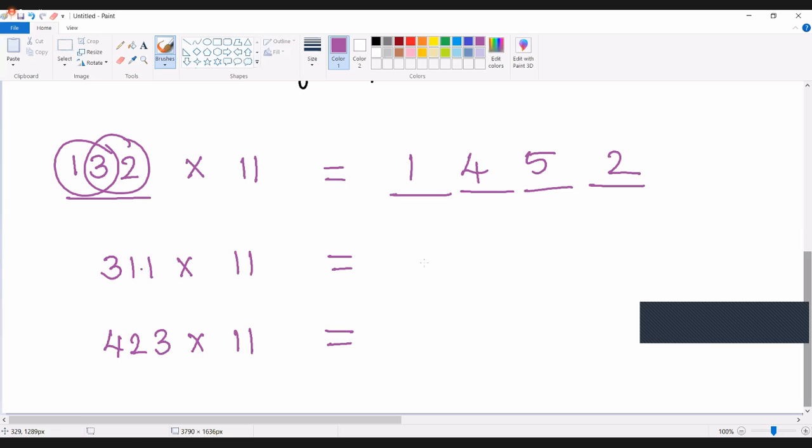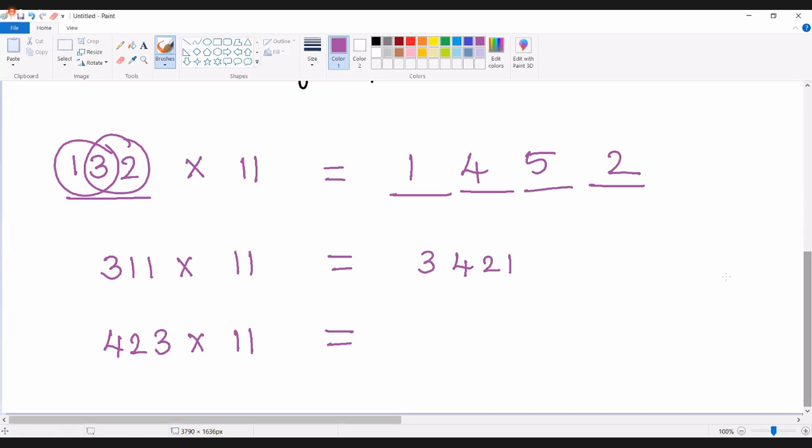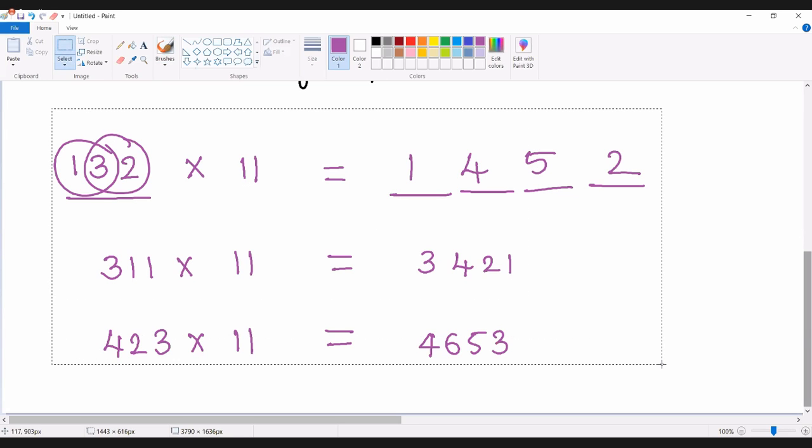311 means we can say 3, 3 plus 1 is 4, 1 plus 1 is 2, and 1. Answer is this. What is the answer for 423? So 4 plus 2 is going to be 6, 5, 3 like this. I hope the point is clear. That's a trick which we have discussed.